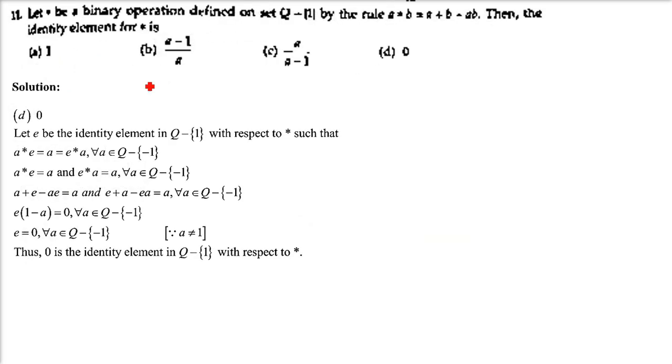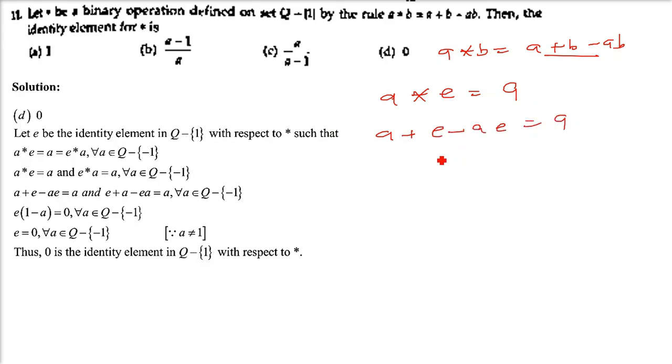Question number 11. Let star be the binary operation defined on the set Q minus 1, that is, you cannot take 1, by the rule A star B equals A plus B minus AB. Then the identity element for star is, okay. For the identity element we have to find out, just put B as E, and A star E has to be equal to A. A gets cancelled. If you take A on the right hand side, A minus A will be 0. E minus AE equals 0. Now you take E common: E times 1 minus A equals 0.